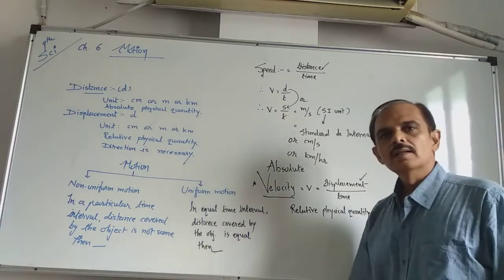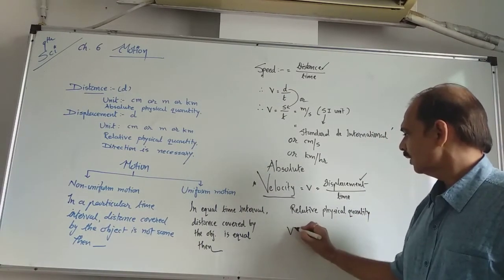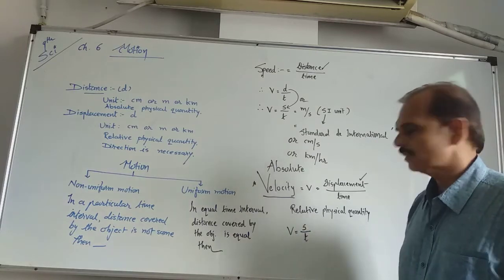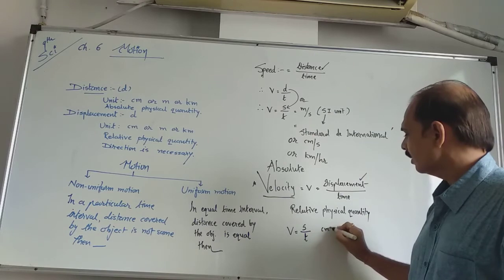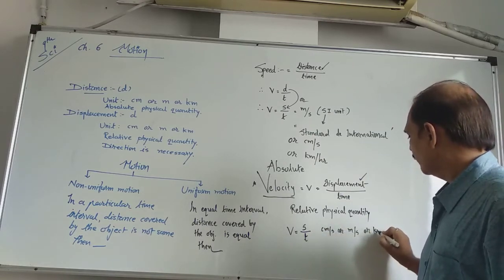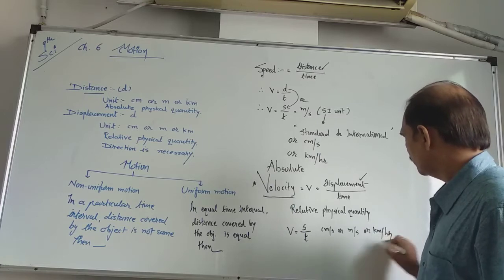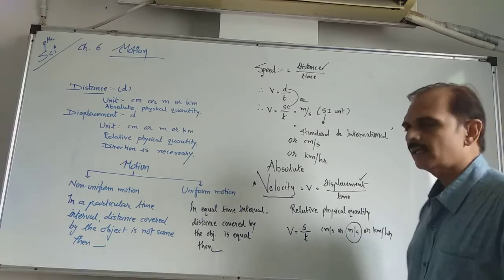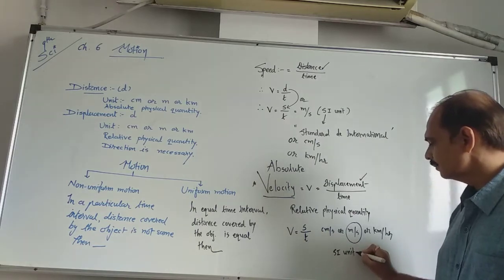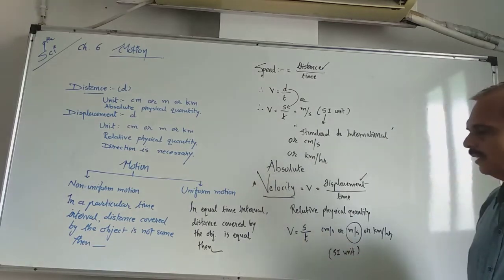It is called relative physical quantity. So displacement is also denoted as S and time is denoted as T. The unit is centimeter per second, meter per second, or kilometer per hour. Once again, I should say that meter per second is the SI unit, the international standard unit.